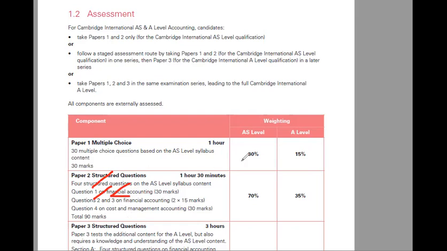Now, financial accounting will be covered in both levels, AS levels and also at A levels. But as I'm telling you, the financial accounting at AS level is a bit easy level accounting, and at A levels, A2 level, it will be a bit difficult. And the same thing goes to cost and management accounting.